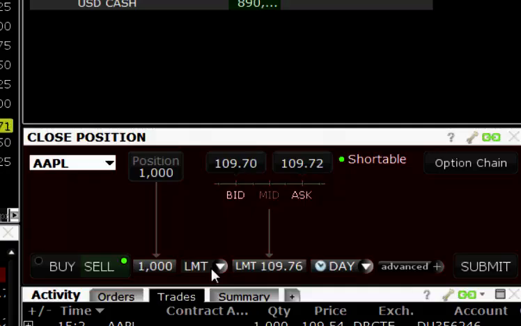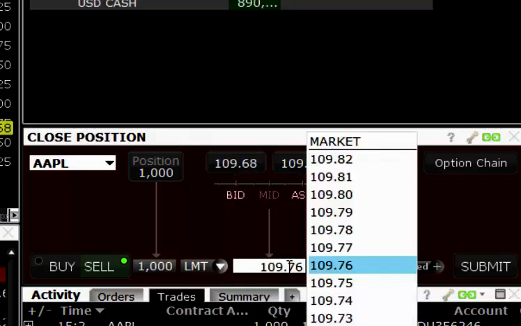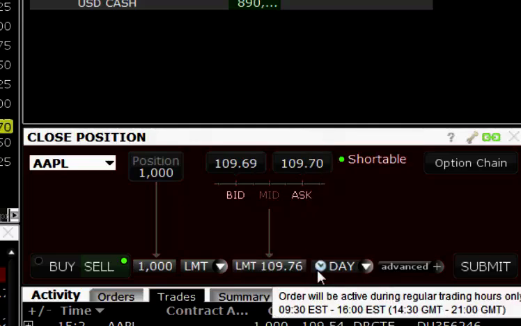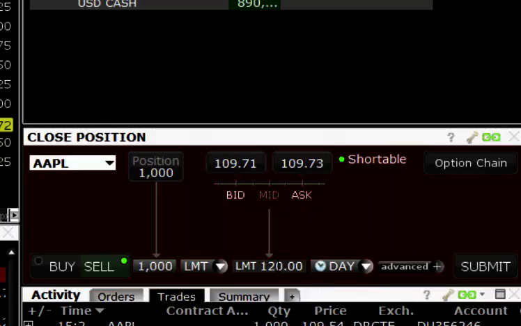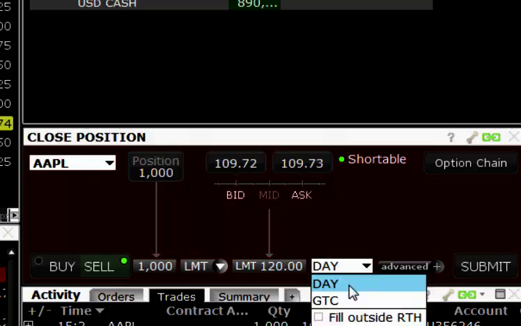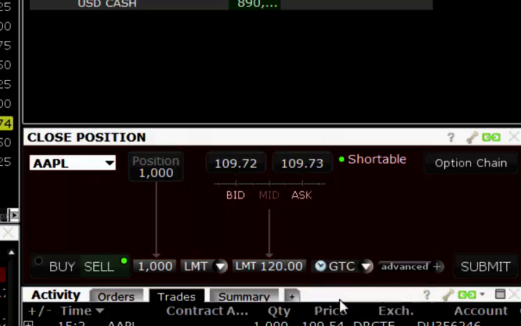So imagine you didn't necessarily want to sell today, but you wanted to put in an order to sell at 120. You could type in limit. We'll change the limit price to 120. And what will happen then is that the shares of Apple will not be sold unless you get at least 120 for the shares. So that's the benefit of using the limit order. And then of course we're going to change our day order from day to GTC. We always recommend that you use the GTC.